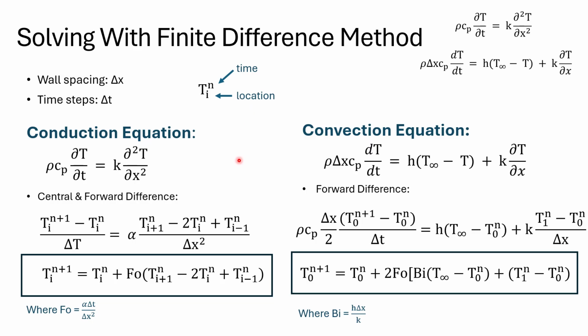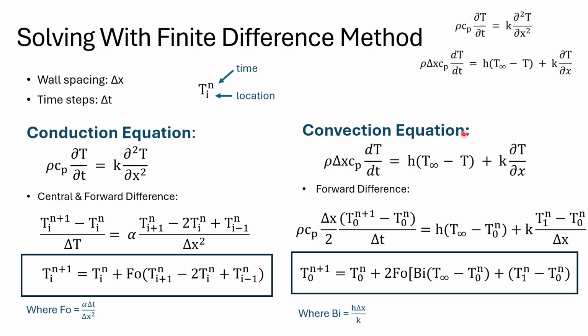For the conduction equation, I used central difference for the spatial derivative and forward difference for the time derivative to rearrange the equation below, which I then rearranged again to solve for the temperature at the next time step, shown here. In the convection equation, I used forward difference to simplify both derivative terms and yielded a function where the temperature change is a direct function of the Biot and Fourier numbers.